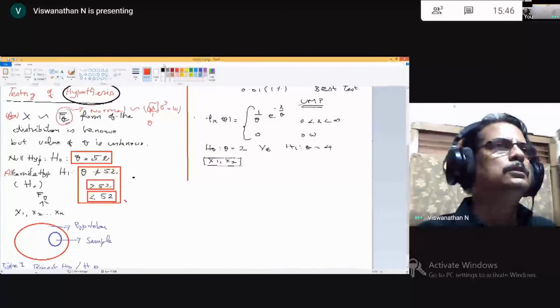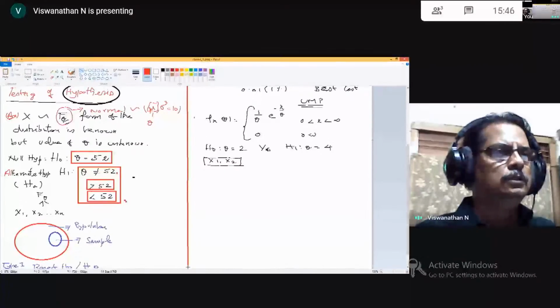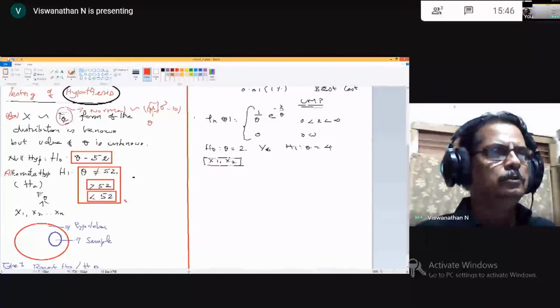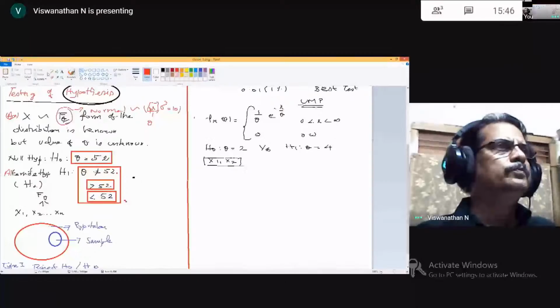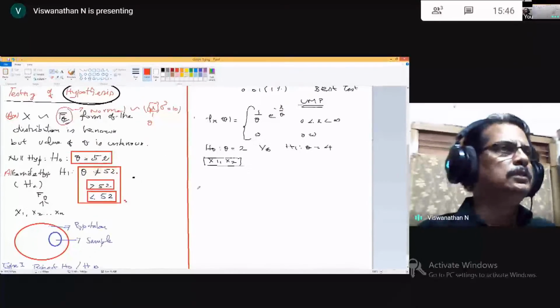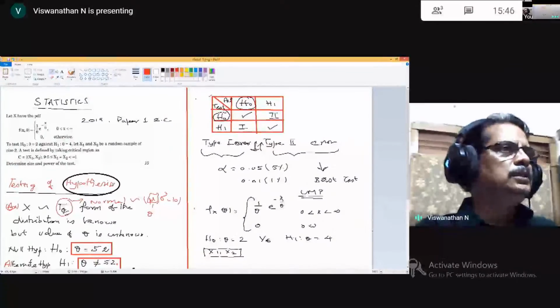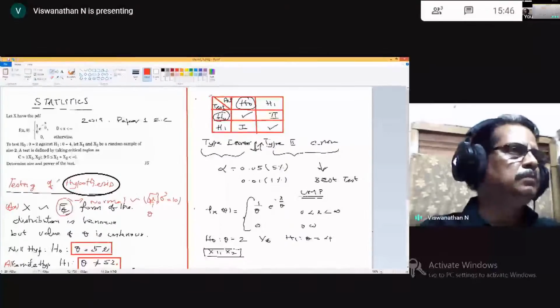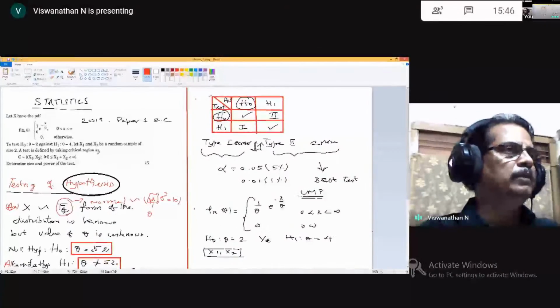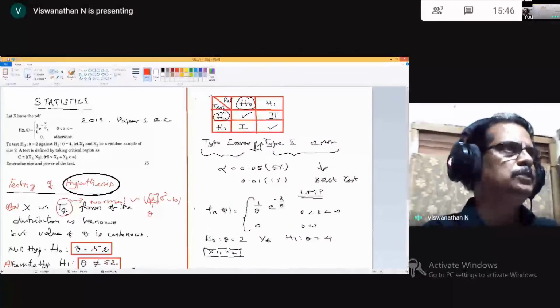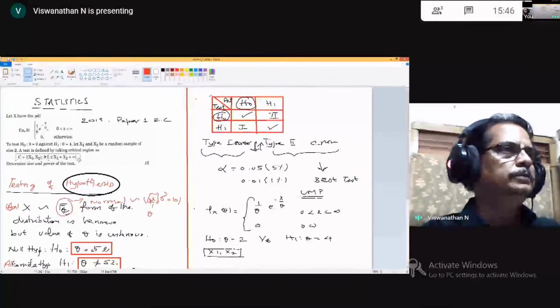Let me continue this line. So the test procedure says that you reject the null hypothesis when X1 plus X2 is from 9.5 to infinity. So this part I will take separately.